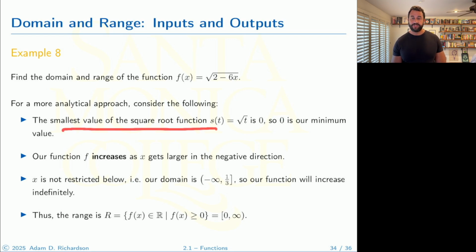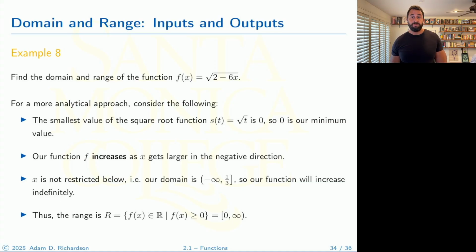The smallest value of the square root function is 0. So this function, the smallest the output could possibly be is 0. So 0 is the minimum value. It's the lower bound of the range. Now, the function f increases as x gets larger in the negative direction. If you keep plugging in negative x's that get larger and larger in size, these values keep increasing, and there's no upper bound. You can keep making x large in the negative direction, and this will keep going up and up and up. So there's no upper bound to what this function can achieve.